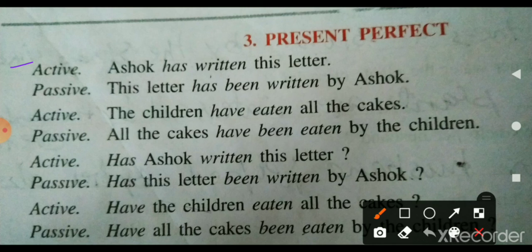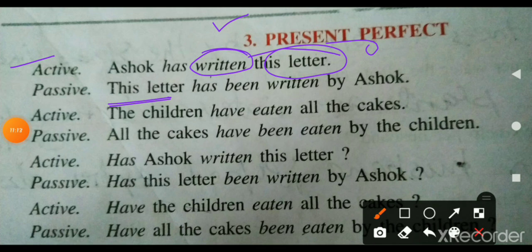The first one: Ashoka has written this letter. Now what we are going to do, first of all we are going to write the object that we have written here. Done, first section. Then we have to change the verb, and for changing the verb, what is the rule? We have to use have or has, and with that been and the third form of the verb. So has is written here, then been and the third form of write, written.